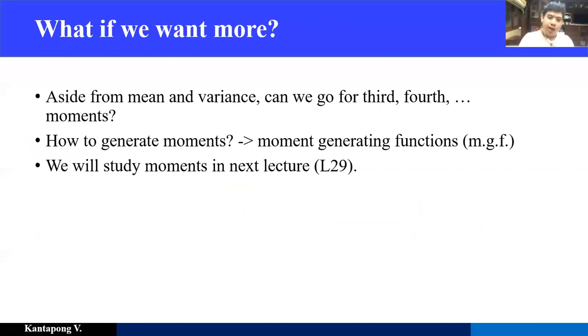So in the end, we have seen mean and variance already. But can we go to the third, the fourth, and the fifth moments? In other words, how can we generate the moments? The answer is straightforward: the moment generating function. If you are interested in this, stay tuned and we will see you in the next lecture.